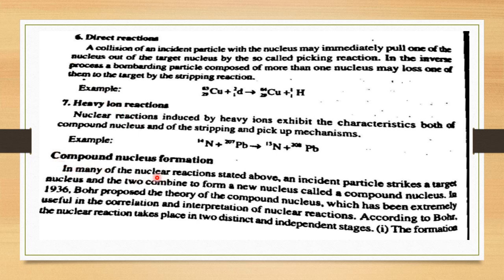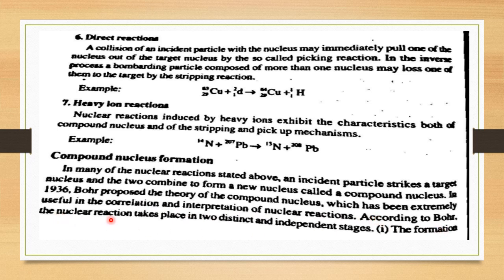Now, the compound nucleus formation. In many of the nuclear reactions stated above, an incident particle strikes the target nucleus. This is common for most of the nuclear reactions, and the two combine to form a new nucleus that is called the compound nucleus. In 1936, Bohr proposed the theory of the compound nucleus, which has been extremely useful in the correlation and interpretation of nuclear reactions.